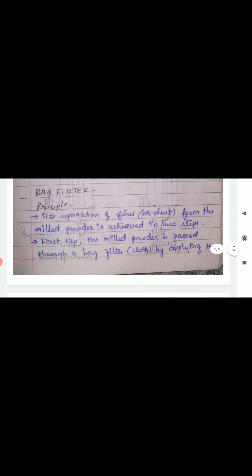So here the principle will be size separation of fines or dust from the milled powder is achieved in two steps. Mainly, as I said, it is used for the collection of fines or the dust from the powder mixture. In the first step, the milled powder is passed through the bag filter by applying suction. That is nothing but the vacuum.